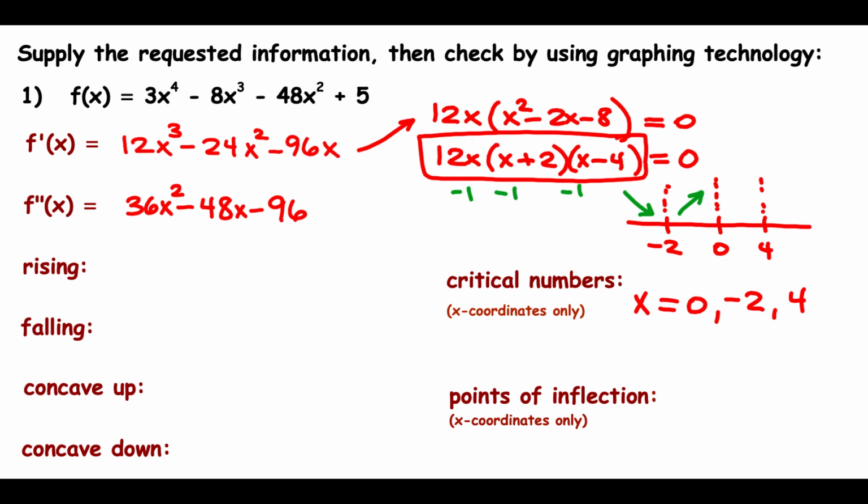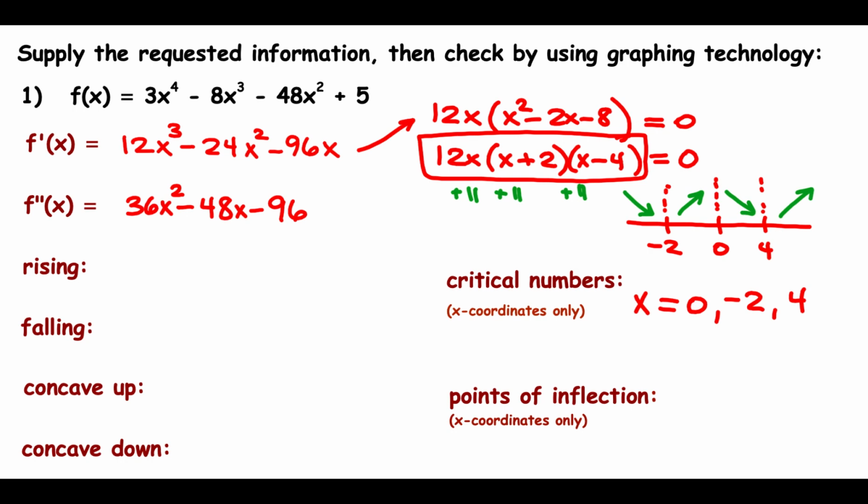If we repeat this with, say, positive 1, you're going to have positive, positive, negative. So that's going to fall. And finally, if we say plus 11, which is greater than 4, all 3 are positive. The first derivative in turn is positive. The original graph will rise. So our regions have been figured. We just have to write them properly.